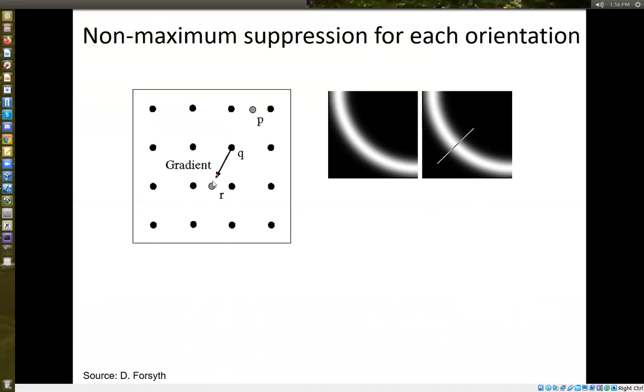Anyway, as I mentioned, if this one is bigger than both of these, then we keep it. Oh, okay, yeah, because we want to do this non-maximum suppression. So let's say all these are responses.